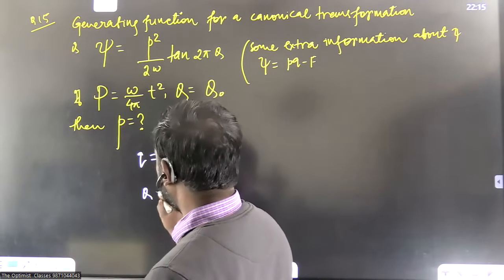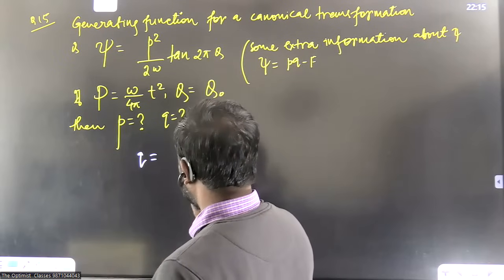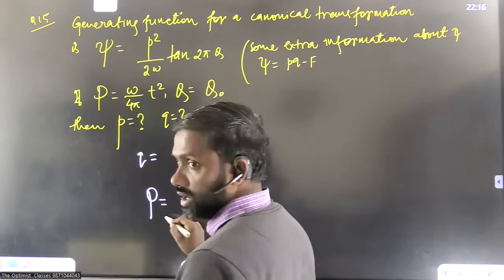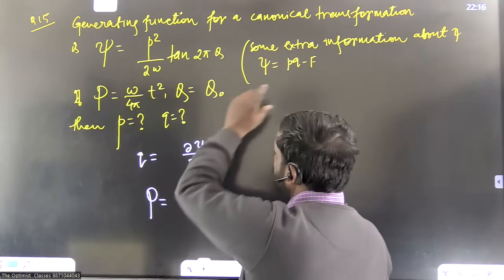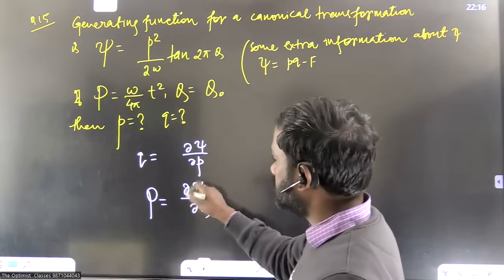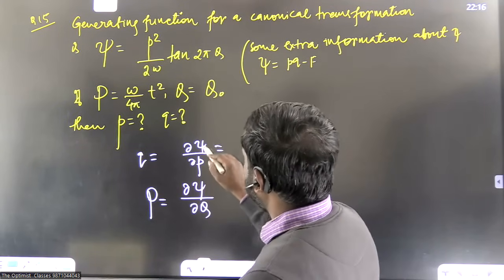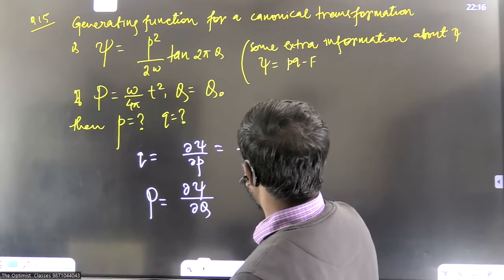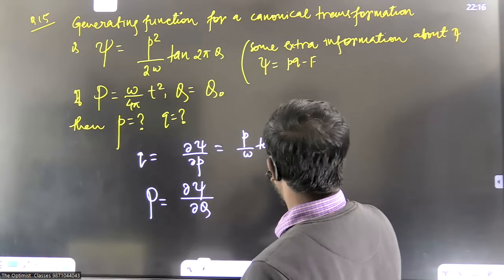And see, it is a function of capital Q, so we can differentiate this generating function with respect to capital Q, and we get here capital P. So again, we are actually getting a positive sign here. Generally we get negative, but the extra information is converting this negative into a positive sign. So here, let's do the differentiation. When you differentiate it, you get P by omega, and here tan 2 pi capital Q. Let's call it equation number 1.